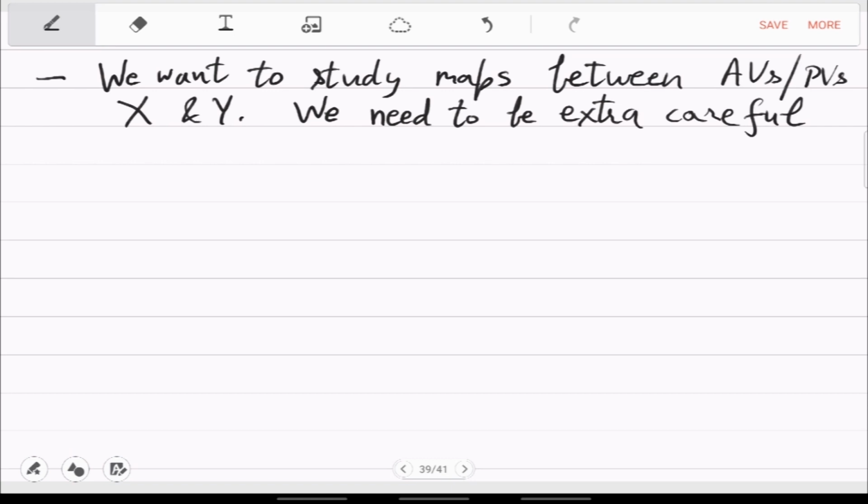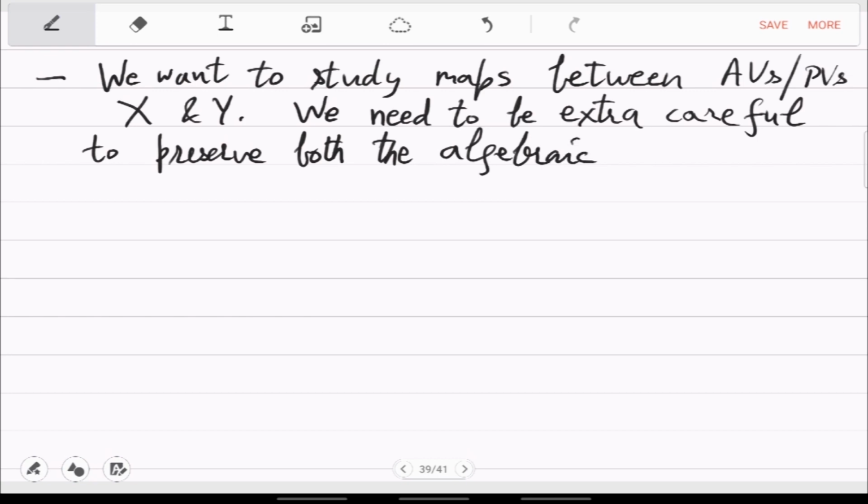Basically, you have this Zariski topology on X and Y. So there is a notion of closed sets, open sets. You want to preserve them. Okay, so when that happens, we call the map continuous. So at this point, it is not clear what maps will preserve it. Okay, so we will make it precise and then give a definition, to preserve both the algebraic and geometric or topological properties.